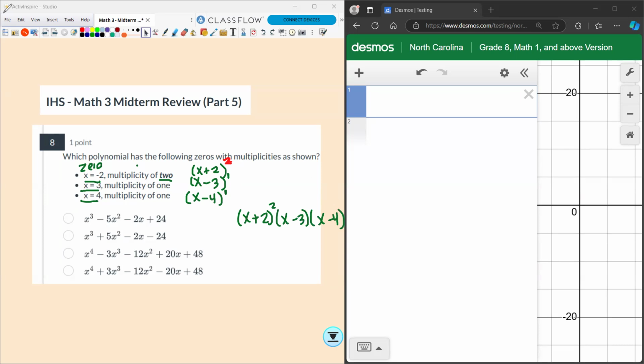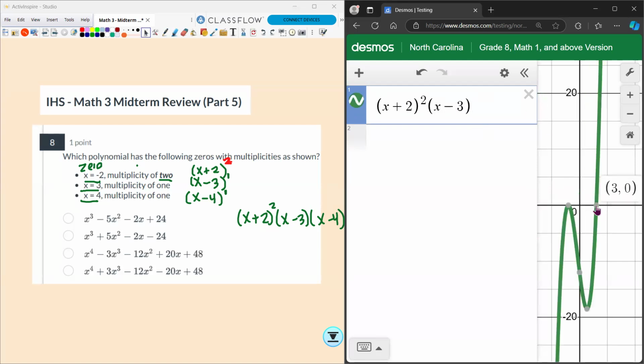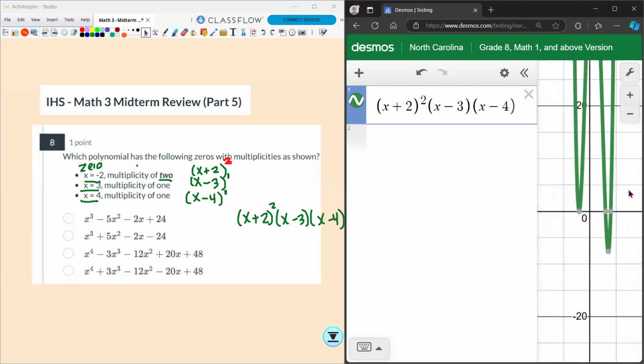Let's verify that we have that built correctly, and then we can multiply together. So if we have x plus 2, we're going to raise that to the second power, and you can see here that it gives you a -2 for a 0, and that's a double root, so we're good on that. After the x plus 2 squared, you're going to type x minus 3. You can see now that it crosses at positive 3. And then after the x minus 3, you're going to type x minus 4. And now we have the complete picture, where it's got a double root at -2, followed by 3 and 4.